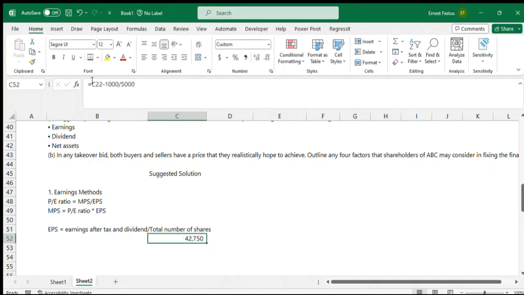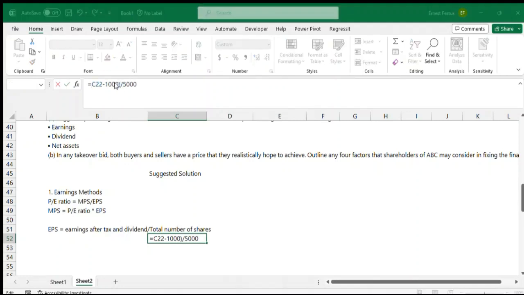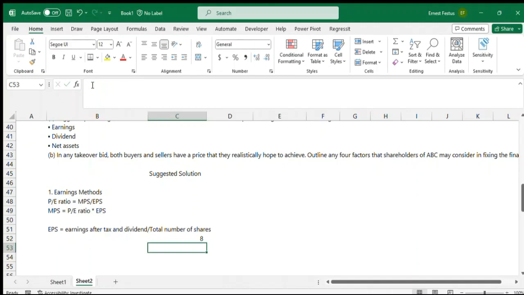That is wrong, so let me put this in brackets, and then I'll hit enter. Let me format this to 2 decimal places. So that is our EPS. Let me cut it and put it in front of my EPS here. So our EPS there is 8.35.